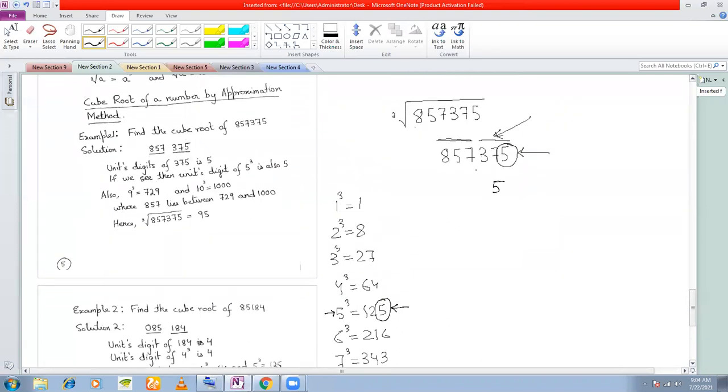Just below, you write it, so that you remember. Fine. So we have taken care of the first group. Now we look at the next group, 857, this group.